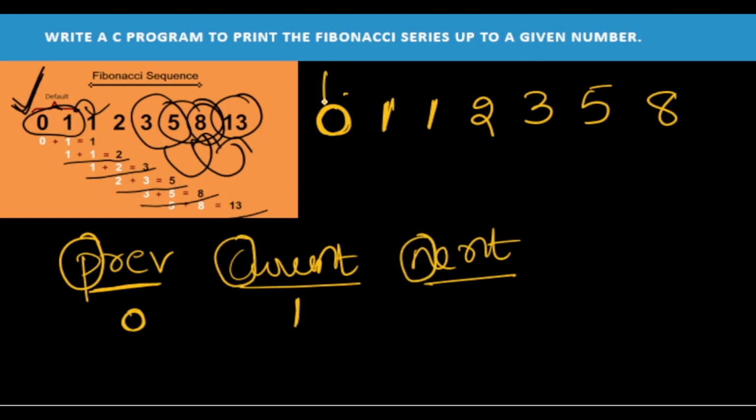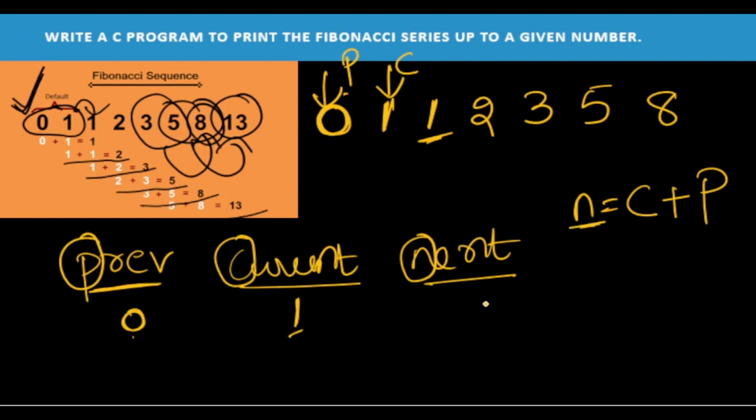First of all, what is previous? 0. What is current? 1. What is next? Next is equal to the sum of the previous two terms. This term is the sum of current plus previous. So current is 1, previous is 0. Now what is the next value? 1, right? So I got 1. This is next. Be very careful now.